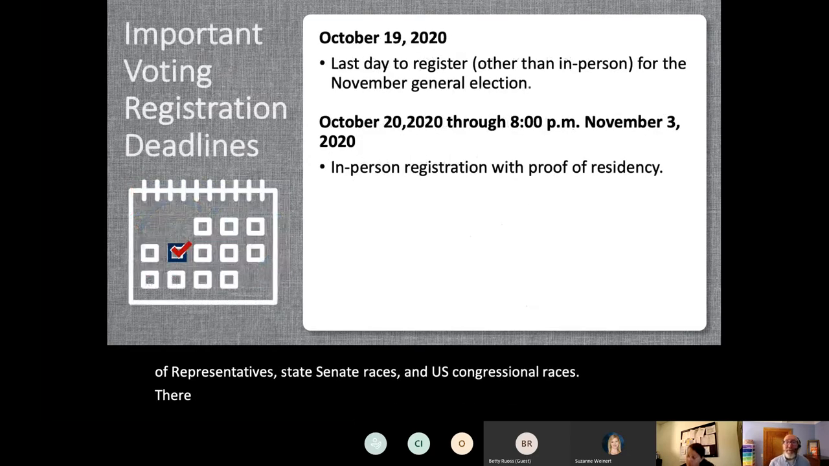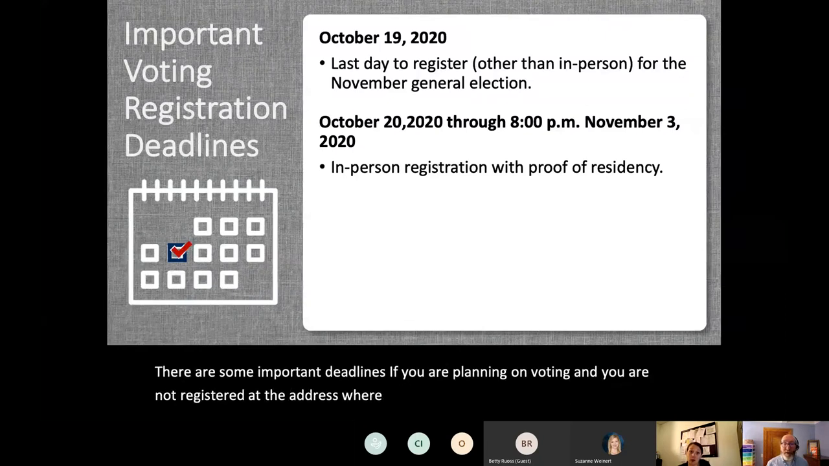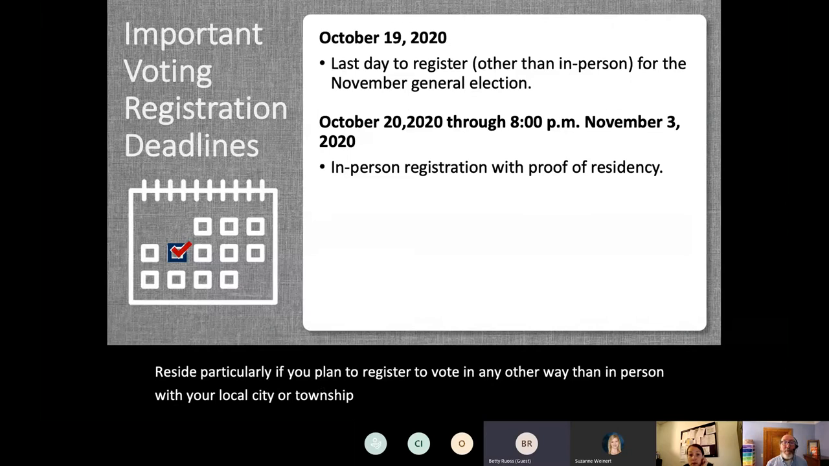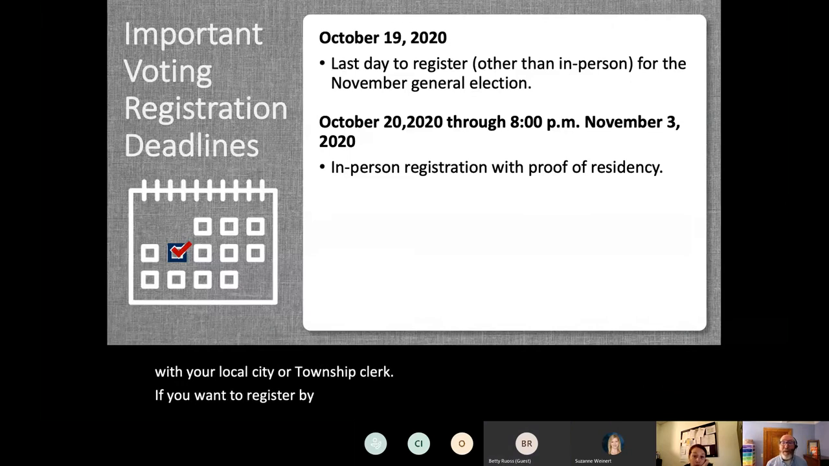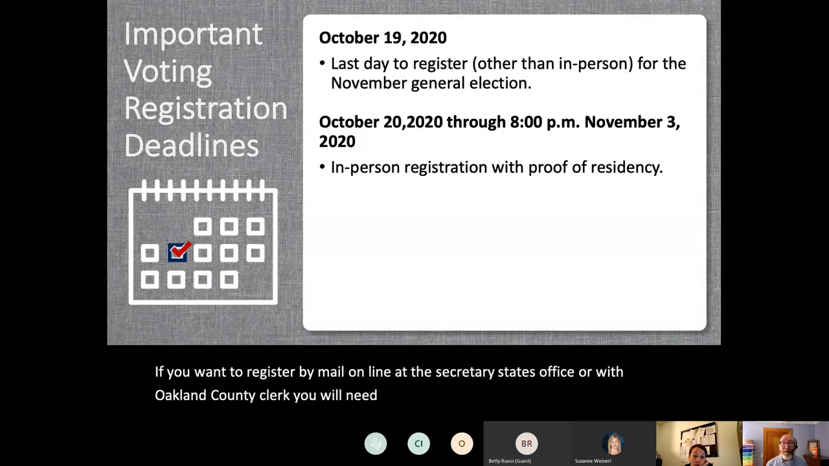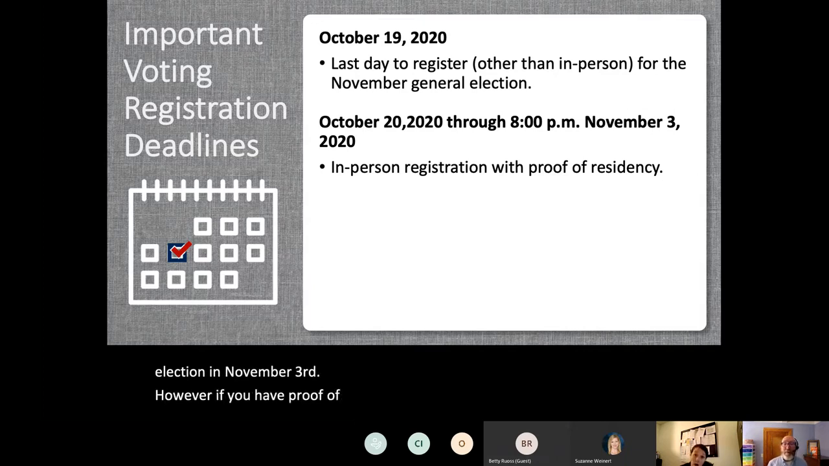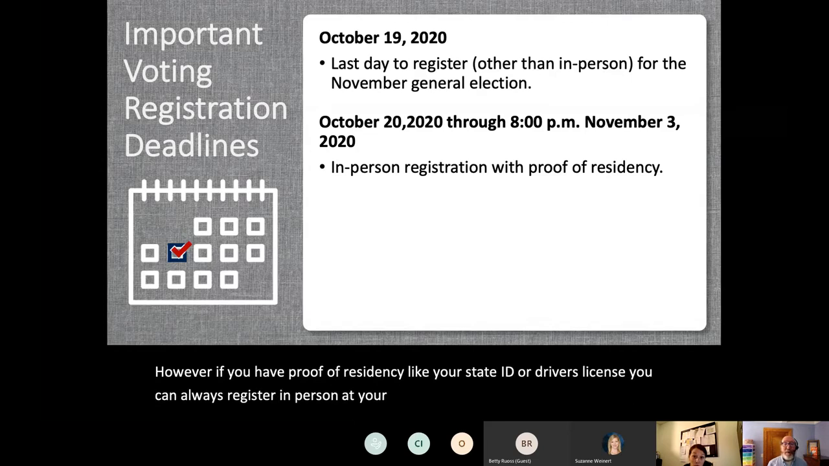There are some important deadlines if you are planning on voting and you are not registered at the address where you reside, particularly if you plan to register to vote in any other way than in person with your local city or township clerk. If you want to register by mail, online, at the Secretary of State's office, or with the Oakland County Clerk, you will need to register by October 19th for the general election and November 3rd. However, if you have proof of residency, like your state ID or driver's license, you can always register in person at your local city or township clerk up to 8 p.m. of the actual day of the election.